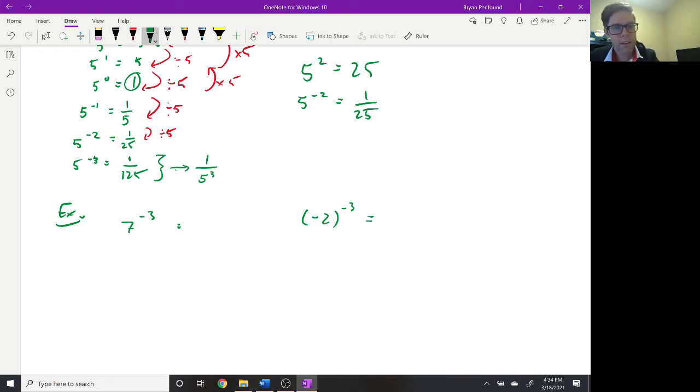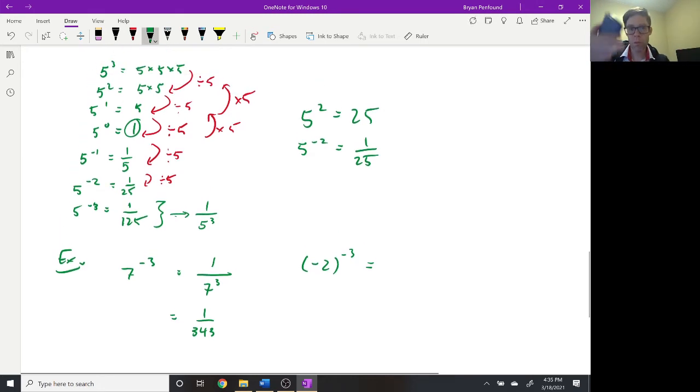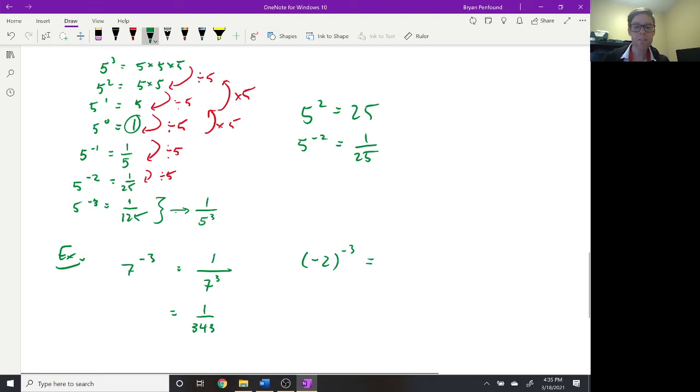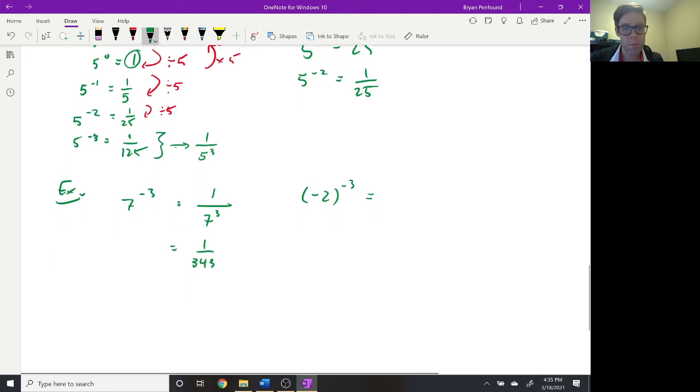So 7 to the negative 3, we interpret this as a fraction, where the numerator is 1, and the denominator is the same base, but we have a positive power instead. So this is really like 1/7 times 7 times 7. I'm not exactly sure what 7 times 7 times 7 is. 343. So that's how we want to interpret this, and we interpret it in this way so that it follows this pattern of multiplication and division by 7, like the same thing we did for the number 5 up here.